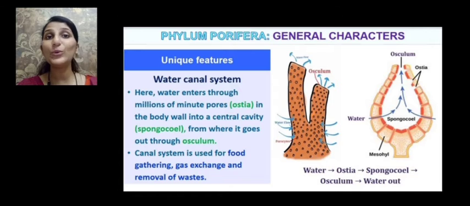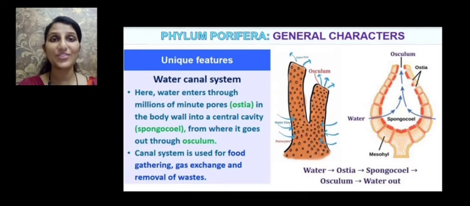Now let us learn about a unique feature which is seen in Phylum Porifera. Poriferans have a water canal system. Now before studying the water canal system, we have to study three parts. We can see many pores on the surface of this Porifera. And these pores are called ostia. And we can see there is a cavity over here. This cavity is called spongiocele, and an external opening called osculum. So these are the three parts: ostia, osculum and spongiocele.